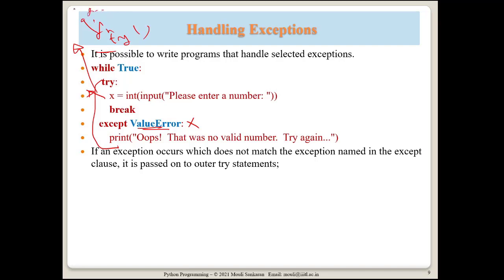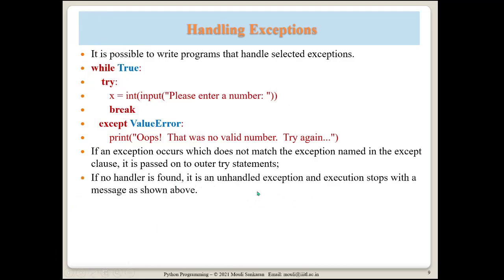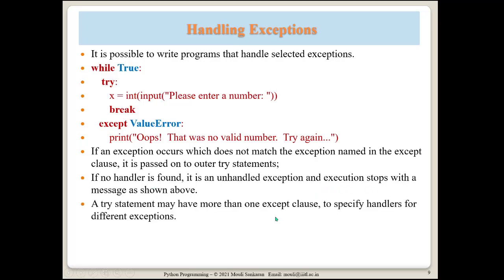It will keep on going up the stack trace, and then if you don't have any try at all which is matching with the exception which has happened, finally it will stop the whole program and come to you saying that I cannot handle it, or you did not have anything to handle it, so I am giving it up. So Python doesn't know what to do, so it is going to terminate your program. So that's what will happen. If no handler is found, it is an unhandled exception, and the execution stops with a message as shown above. Unhandled means it will be completely gone.